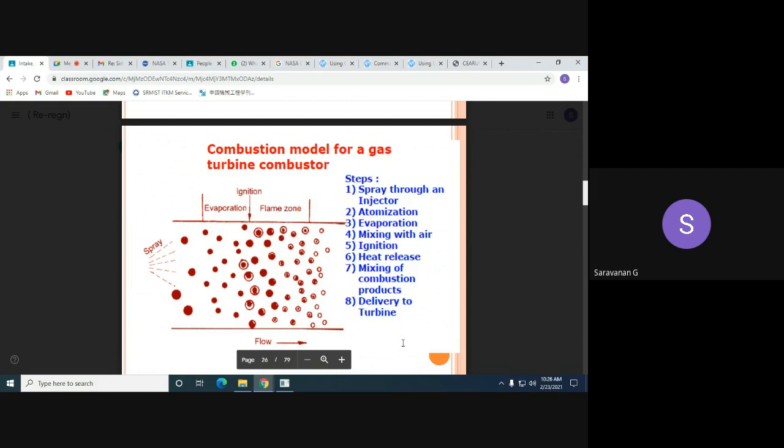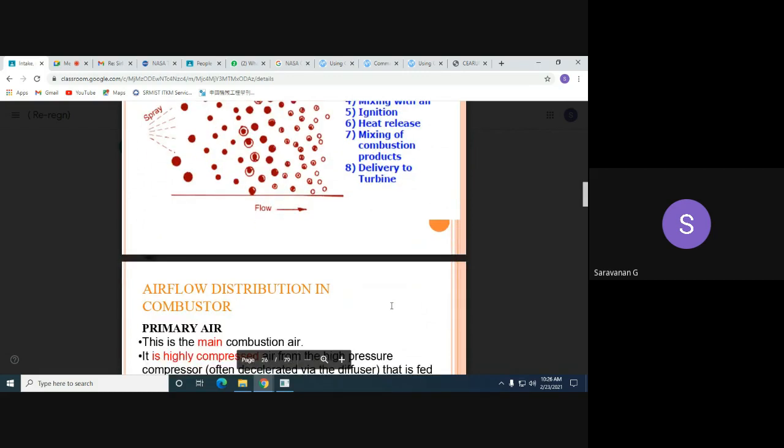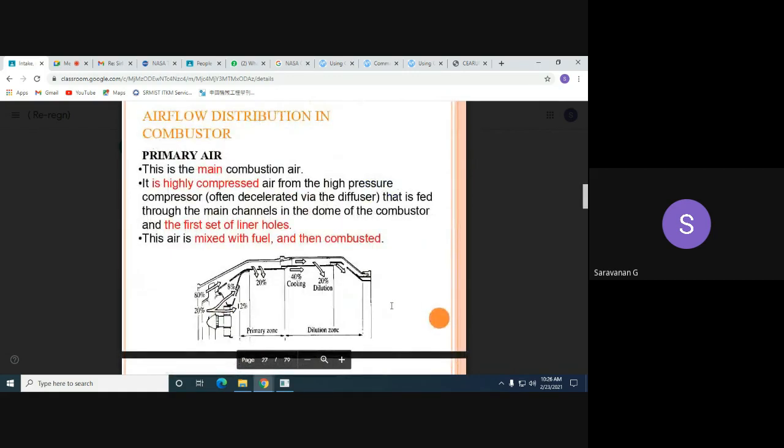The hot gas products are again mixed with the fuel and the air stream that are supplied, and this is then delivered to the turbine. So there will be primary air, secondary air, and tertiary air. Primary air is the main air.